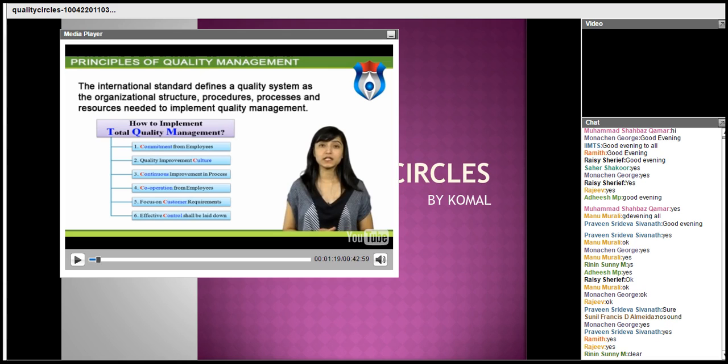Now how can quality be gained? Quality can come from the commitment of employees, first point. Second point is quality improvement culture. The culture in which we are working should also contribute to quality management. Then continuous improvement in process. Whatever process or strategies are being followed within the organization have to be continuously improved and made better and better. There should be cooperation from employees also, because unless there is cooperation from employees, the quality is not going to be better.